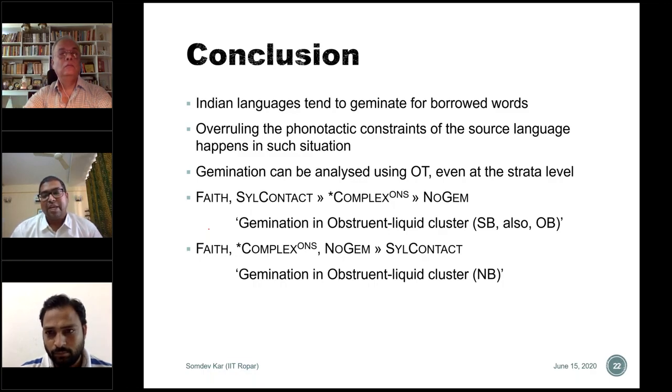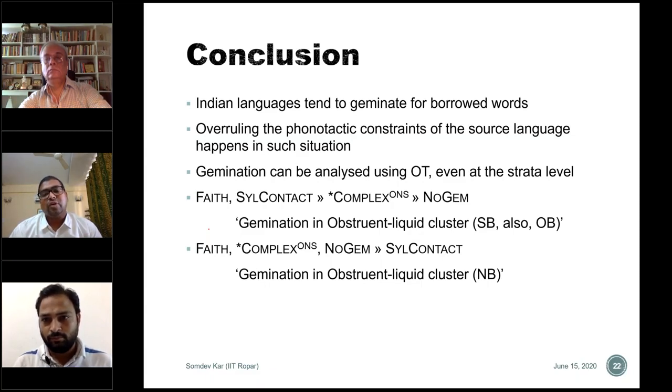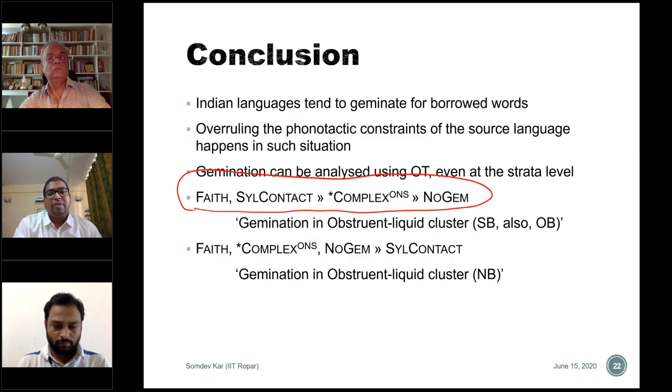OT is capable of explaining the strata-wise differences. I mean, in OT you do not talk about rules as such. It talks about how for different strata we can have different rankings. So for example, if you look at this ranking, this is a factorial typology where gemination in obstruent liquid clusters in Sanskrit borrowed words and other borrowed words, English words, the faithfulness and syllable contact dominates the complex onset and No-Gem. No-Gem just blocks any gemination. This is the lowest ranking because we want gemination to happen.